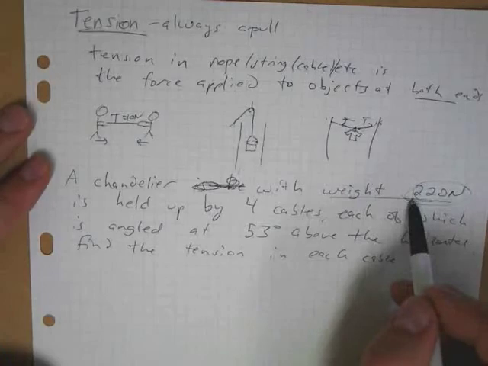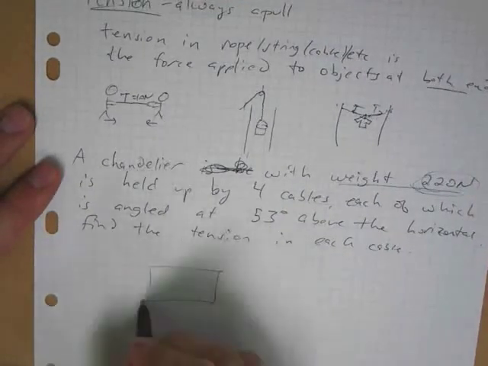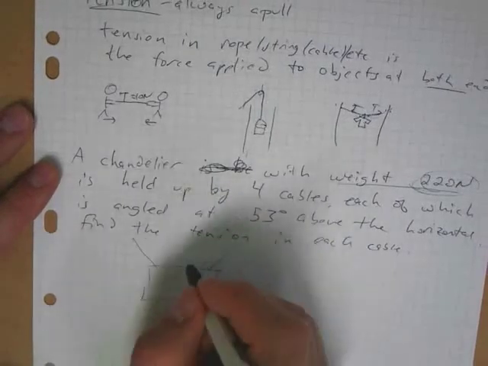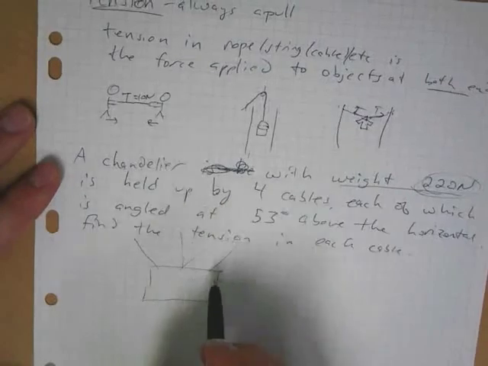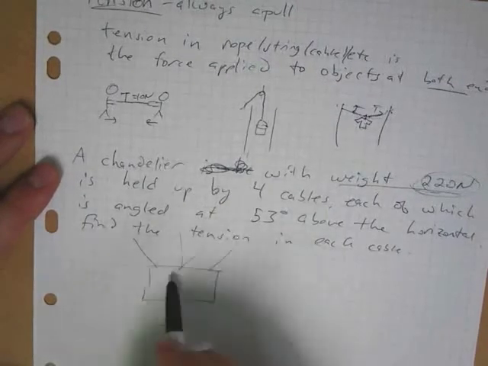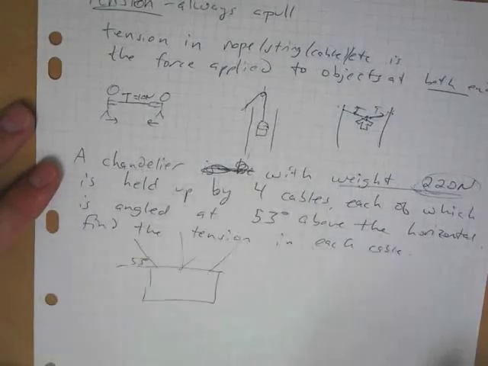It is the weight. So we've got our chandelier, which wouldn't look like a box, but whatever. And we've got 4 cables, and one would imagine that one would be going to the left, one to the right, one angled forward, one angled backward. It's kind of hard to draw. But regardless, they're angled at 53 degrees above the horizontal. So we've got a tension in each cable.